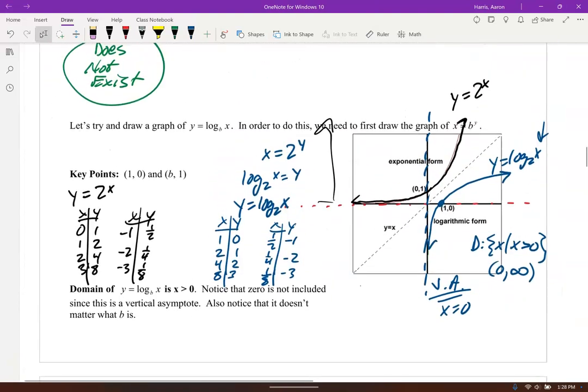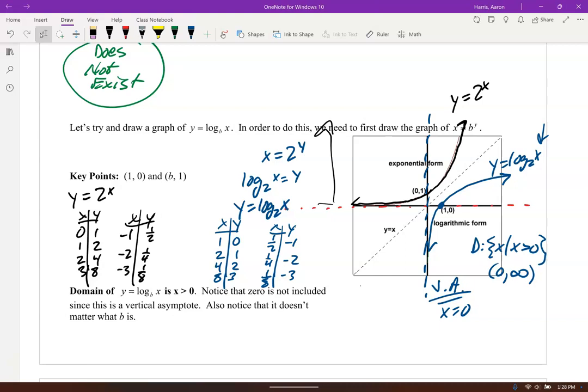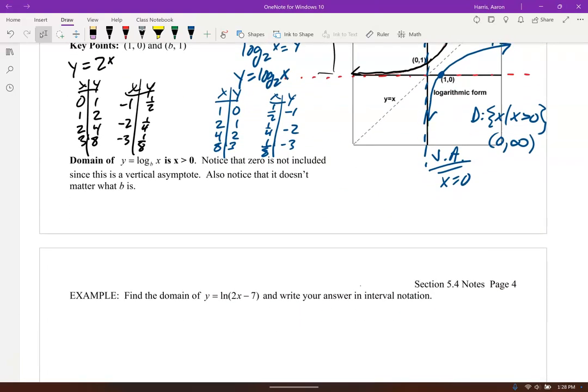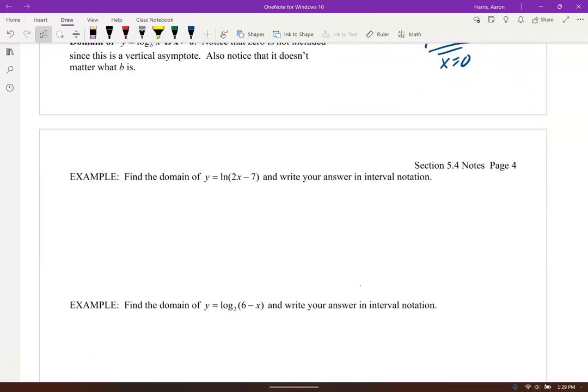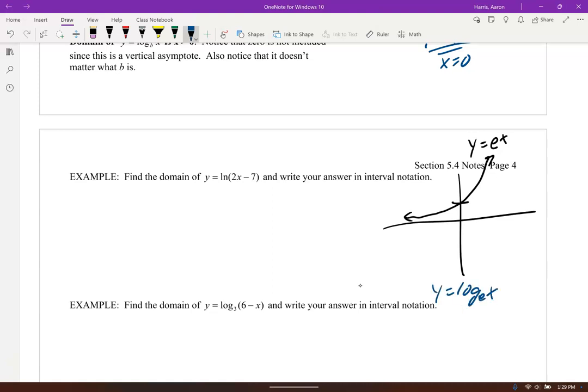Similarly, if you were to draw 3 to the x, then log base 3 of x would be its inverse. 3 to the x is just a little bit steeper, and log base 3 of x, of course, would flip all those around. But let's go ahead and use this information to find the domain of natural log of 2x minus 7. Let's think about the natural log for a minute. Here's y equals e to the x. Its inverse would be log base e of x.